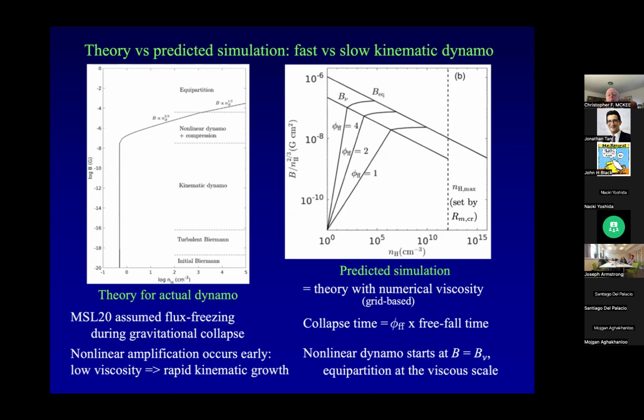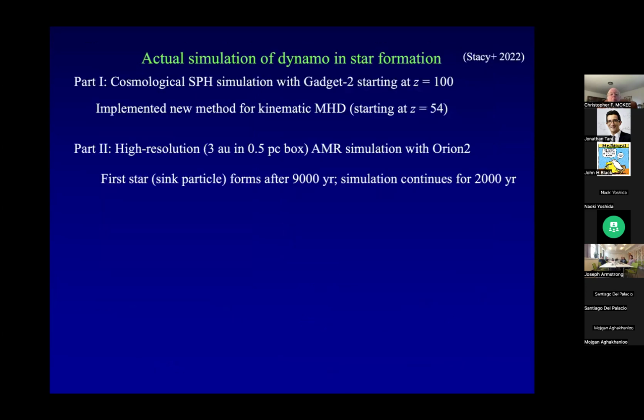And this parameter phi sub ff is there because in the theory, we didn't really know how fast the cloud would collapse. So we just parameterized it in terms of the free-fall time. So that's a big problem.